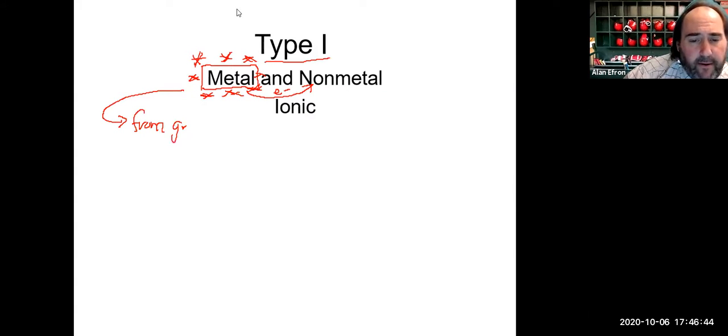And what makes this sort of a type one compound is the metal is from group 1, 2, 3, or it's silver, zinc, or cadmium. And what all those metals basically have in common is what we were just talking about at the very beginning. They all have a fixed charge. They all have a fixed positive charge.